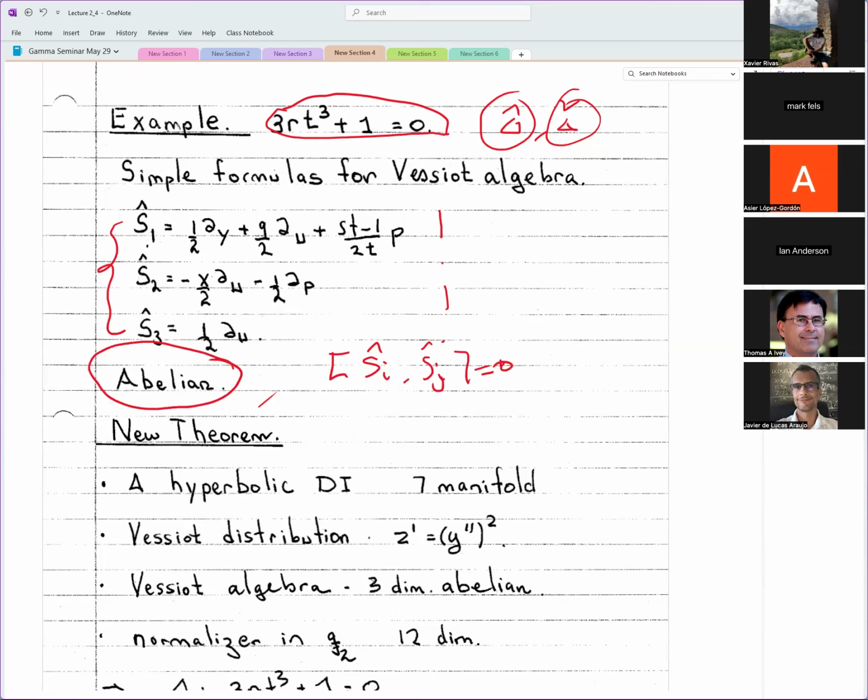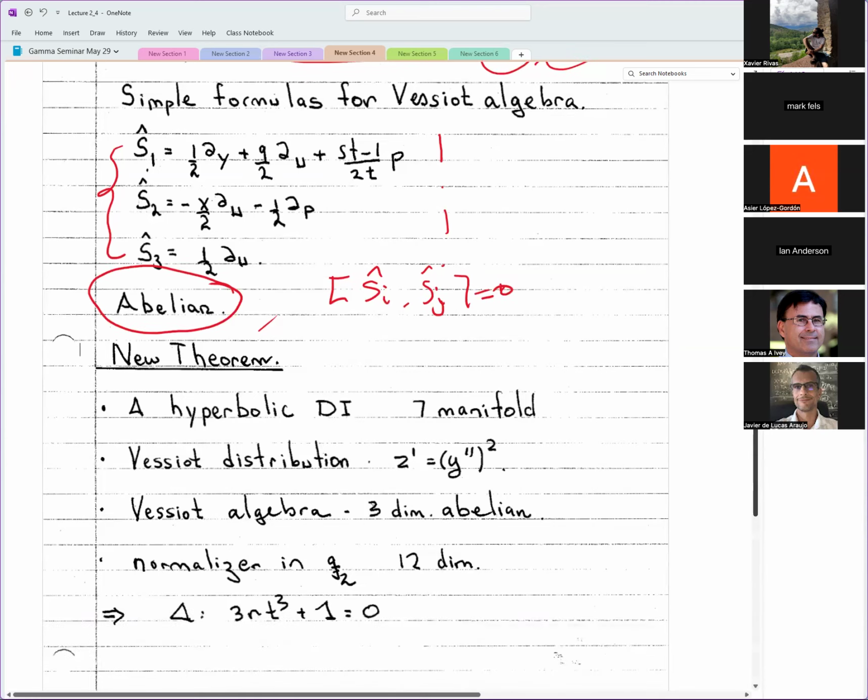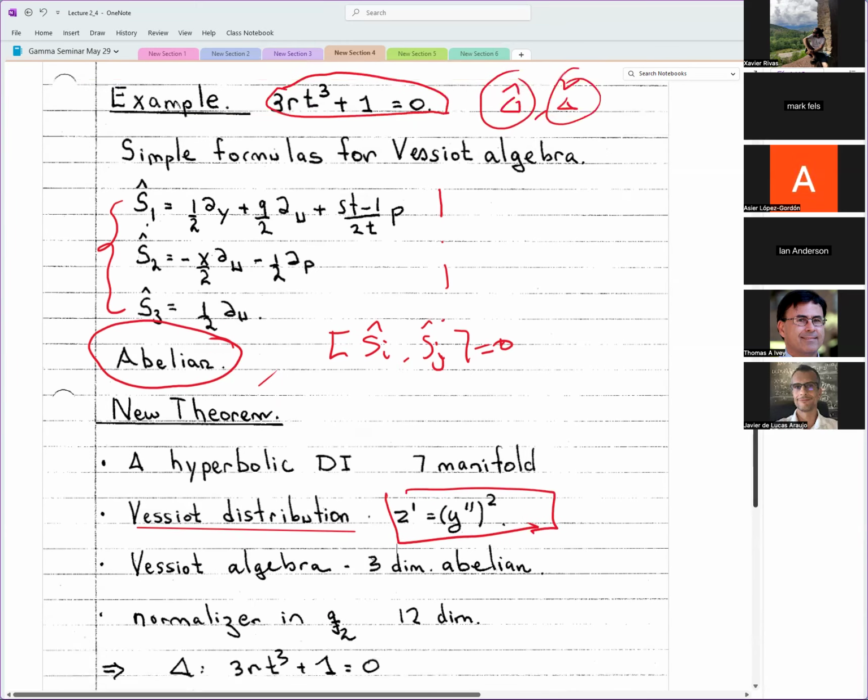So how do we get such a complicated thing? Well, it's a complicated equation not because the Vessiot algebra is complicated, but because the Vessiot distributions that we use to make this quotient are not the contact system; rather, it's the Hilbert-Cartan equation. So again, we can have a theorem, which is an intrinsic characterization of this 3RT cubed plus 1.